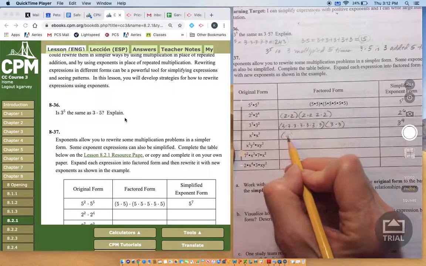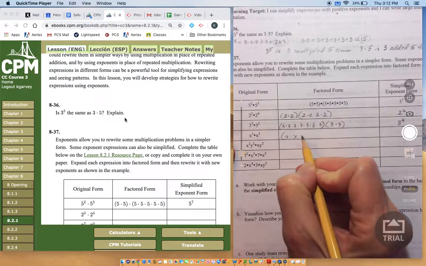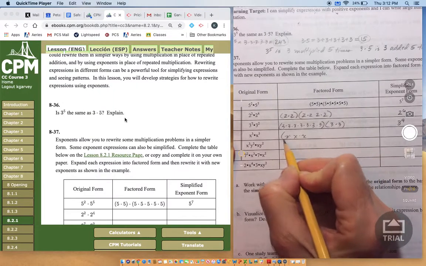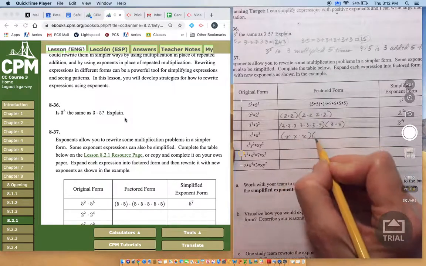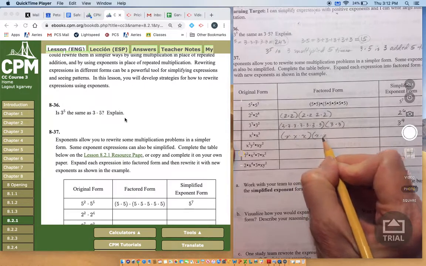x to the 3rd power ends up looking like this. 3 x's multiplied times itself. And then we'll multiply that times x to the 5th power.